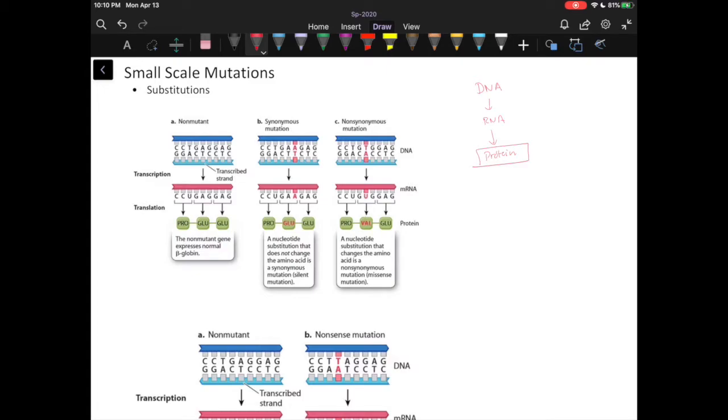For substitutions, there are three main types, and we'll go through them. First, we're going to talk about synonymous mutations. Actually, before we talk about that, we're going to talk about the non-mutant, what this looks like without any mutations.